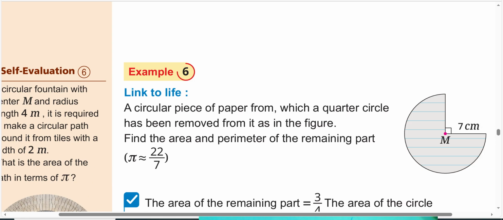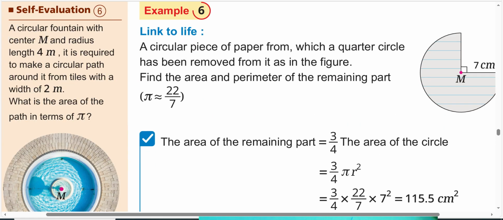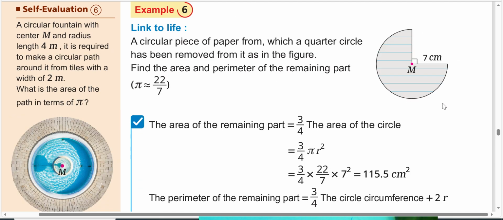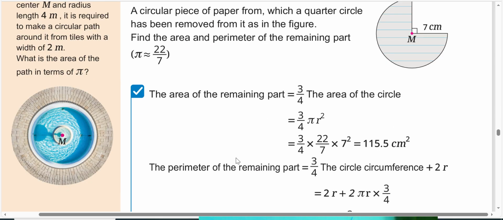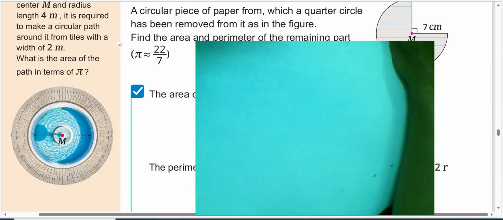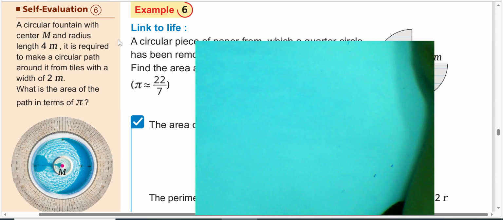Number 6. We have three fourths of a circle. You can read this example here. You want to find the area and perimeter. The area equals 3 over 4 times pi r power 2. The perimeter equals three fourths of the circumference plus 2r. Next question here, left hand side, self-evaluation number 6.